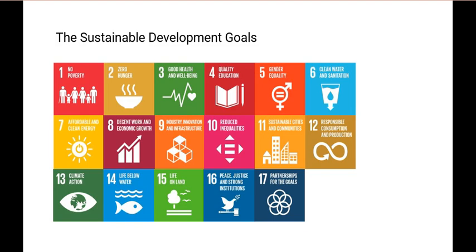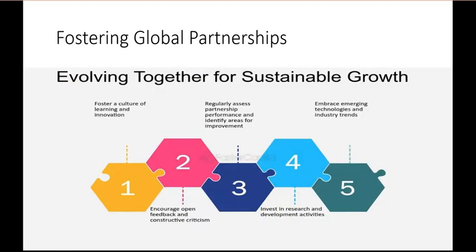SDG 17, Partnership for the Goals, lays emphasis on the above and underscores that sustainable development goals can only be realized with a strong commitment to global partnerships and cooperation. Few steps have been taken throughout the world and in India also. Some of them are: the first is fostering global partnerships.